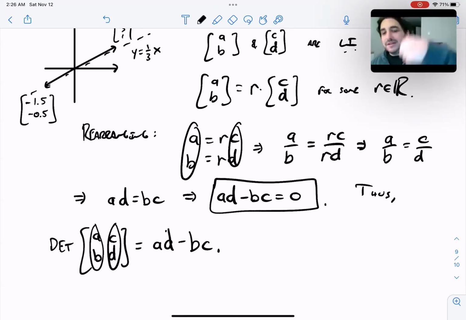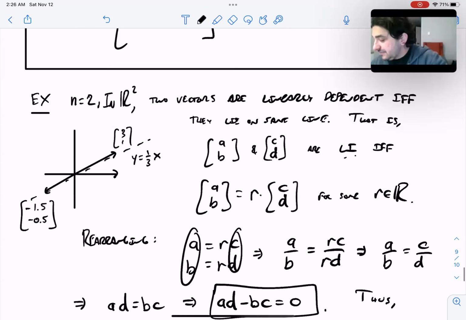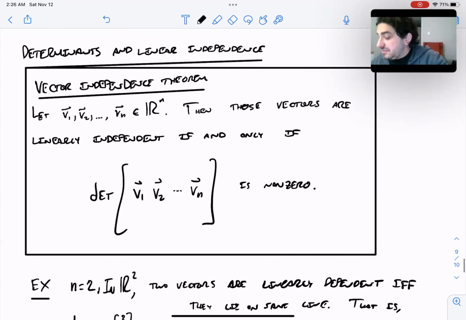But you can write it the other way too. You can transpose the matrix and it's the same. So there we go. There's our determinant. Okay, for 2 dimensions, right? All right. What about more dimensions, right?